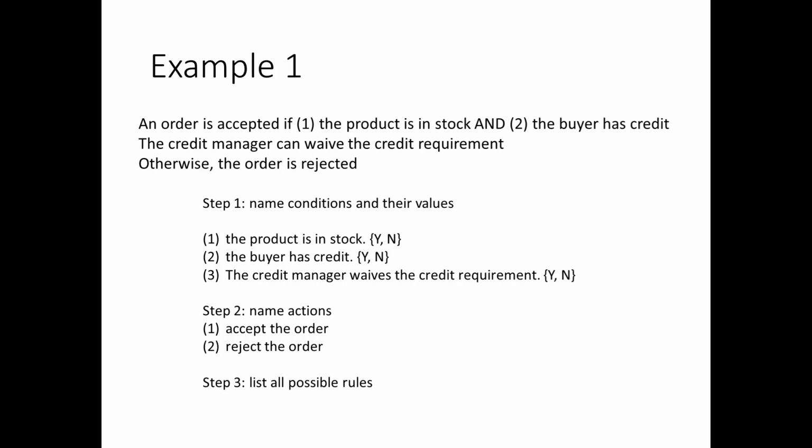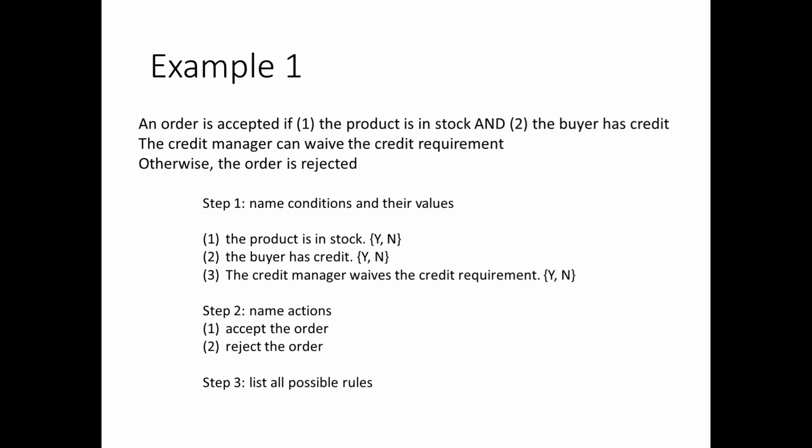We follow the process to create the decision table. First of all, we list the conditions involved. And here we have 3 different conditions. The first one is about whether the product is in stock. And it has just 2 possible values, either in stock or out of stock. So here, either yes or no. The second condition is whether the customer has good credit. Again, there are 2 possibilities, either yes or no. The last one is whether there is a waiver from the credit manager. Again, yes or no.